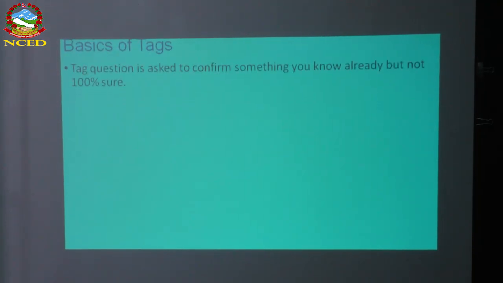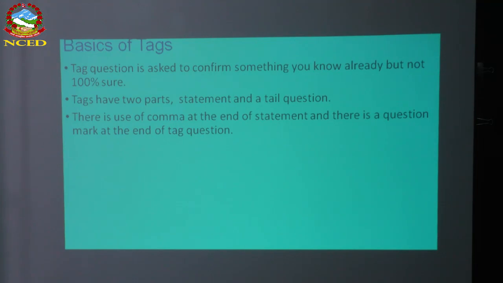Okay, basics. A tag question is asked to confirm something you already know, to make it 100% sure. You are not 100% sure, so to make it 100% sure, you ask this question. Tags have two parts, a statement and a tag question. Next point, there is a comma at the end of the statement and a question mark at the end of the tag question.